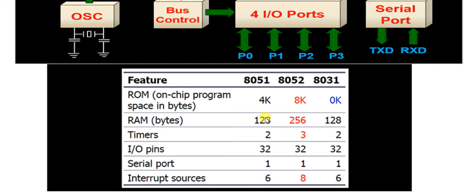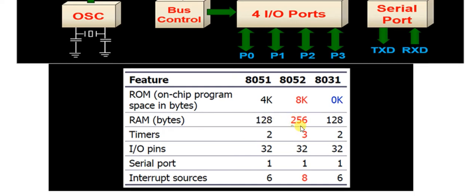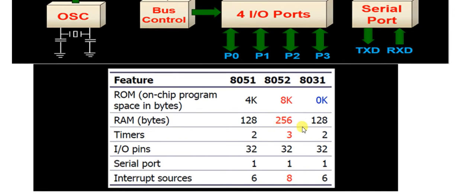In the case of RAM, you can see that there are 128 bytes of RAM in the 8031. Similar RAM is available in the 8051. But in the case of the 8052, the RAM size is double, 256 bytes. You can discuss the timer.